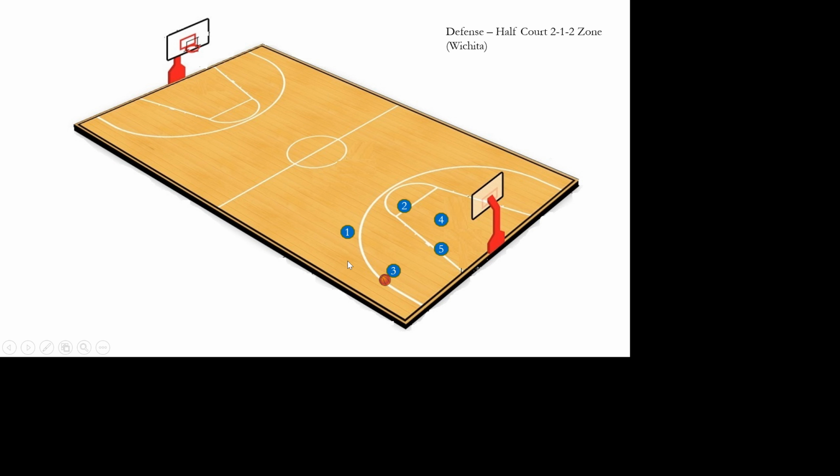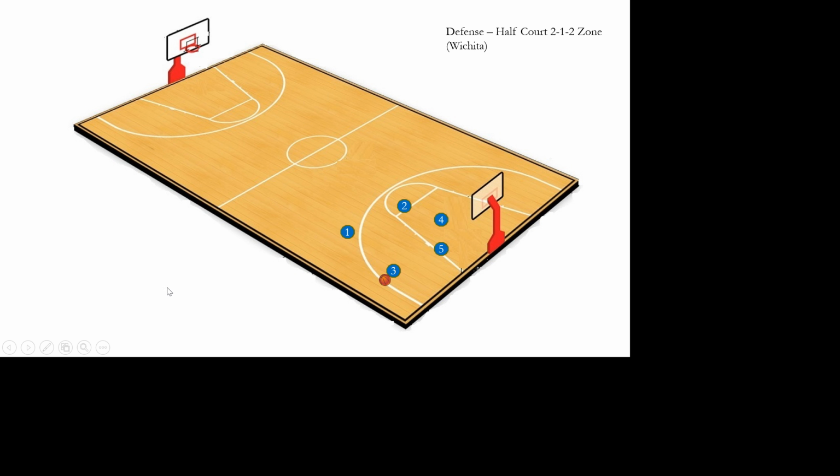1 can stay up here and then wait and anticipate for a pass to come back up top. And 2 is guarding this area, dropping down to this part of his zone, down around the free throw line. So this is the position we want to be in with the ball in the corner.